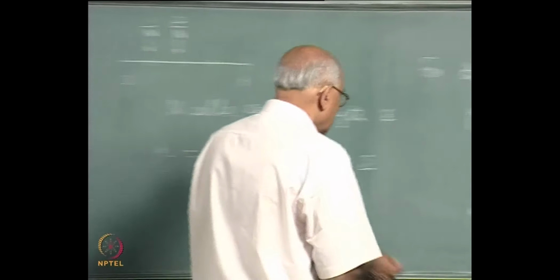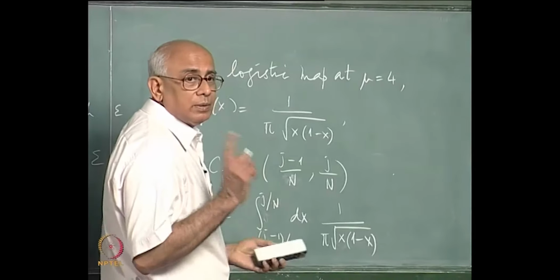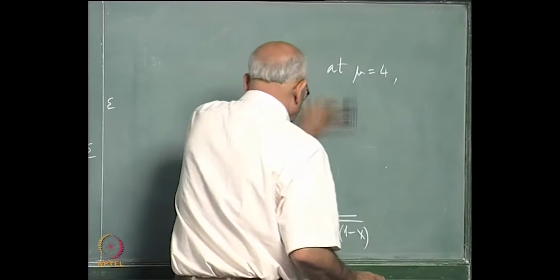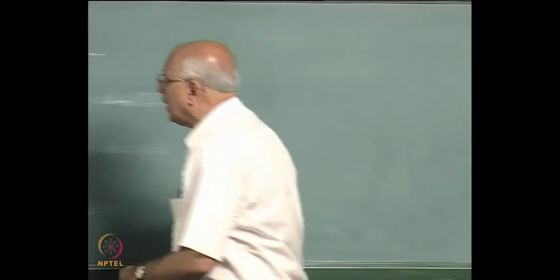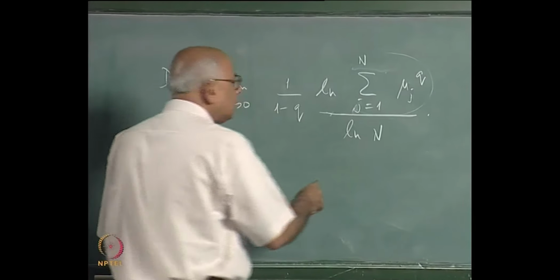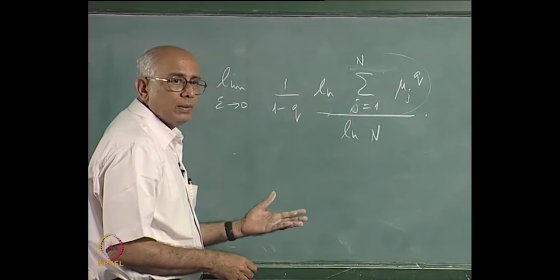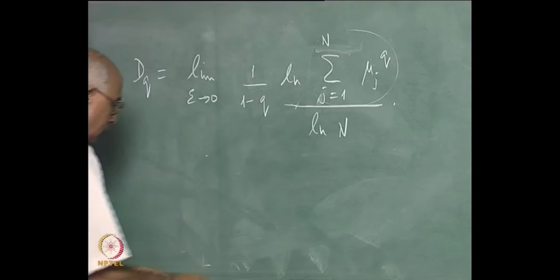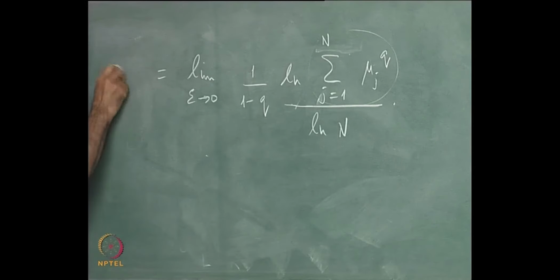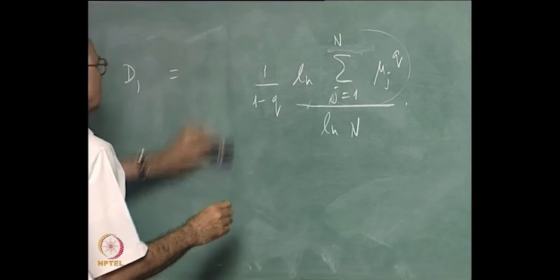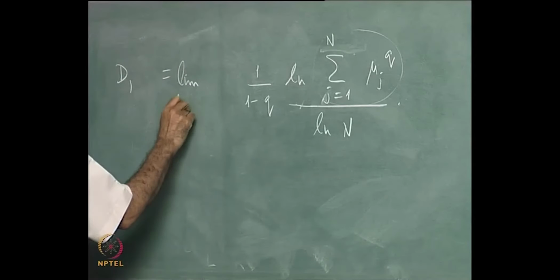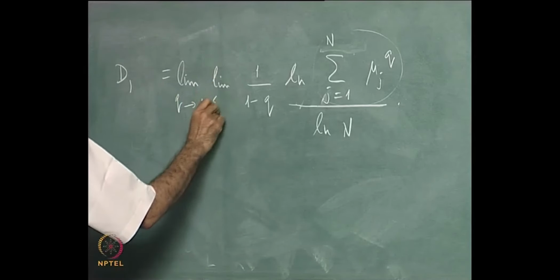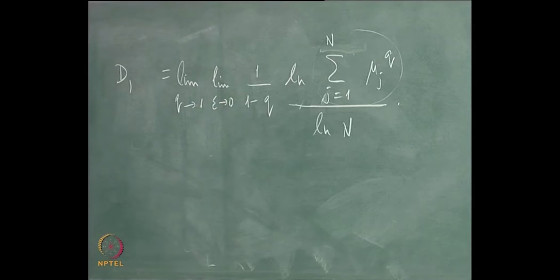Now we will come back to this, but let us look at what d1 is, because that is non-trivial. We need to be able to write down what d1 is and then physically interpret d1. How do I do that? What should I do? I need to find the limit of these quantities as q tends to 1. So let me write d1 equal to the limit as q goes to 1, limit epsilon goes to 0 of this quantity here.